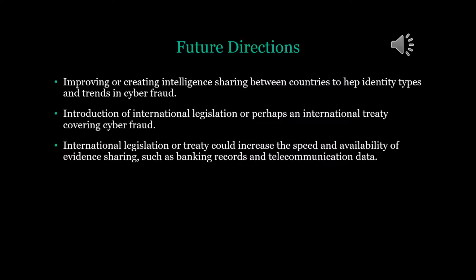Some of the biggest challenges to law enforcement regarding cyber fraud are anonymity and information. If investigators had faster access to information, such as banking records and telecommunications data, it could lead to stripping the anonymity away from cyber criminals, and hopefully make positive steps towards combating this type of crime.